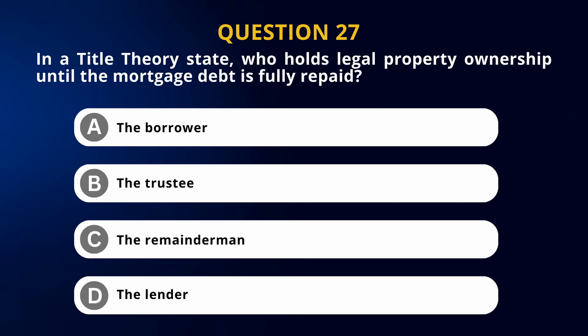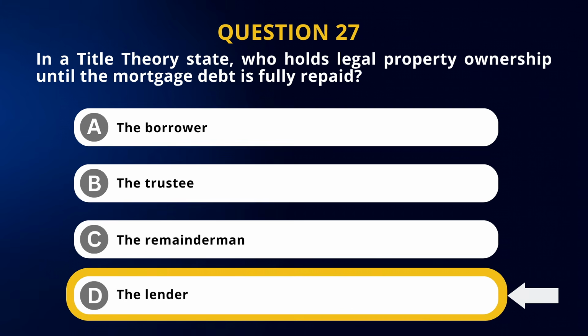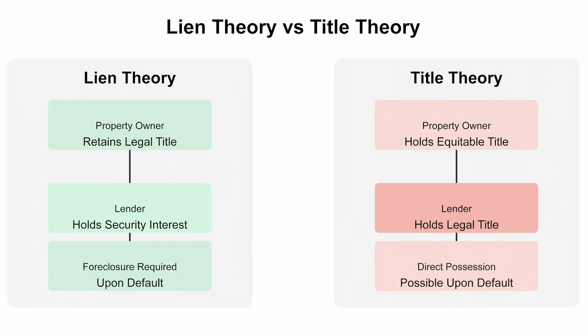And the answer is letter D, the lender. All right, so what you'll learn in your real estate finance sections is you'll learn a little bit about lien theory versus title theory. And you want to know the basics. You don't need to go too heavy into it, but the concept of what title theory is versus what lien theory is. And the idea of lien theory is that a lender can place a lien on the property and ownership of the property remains with the borrower throughout the entire course of the loan.